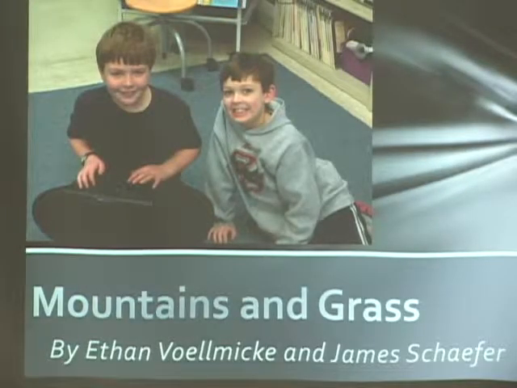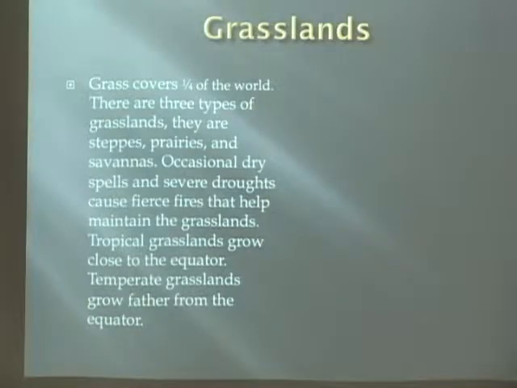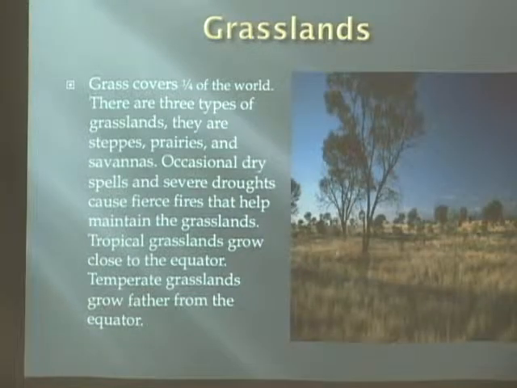Mountains and Grass by Ethan Bowman and James Schaefer. Grasslands. Grass covers 1/4 of the world. There are 3 types of grasslands. They are steppes, prairies, and savannas. Occasional dry spells and severe droughts cause fierce fires that help maintain the grasslands. Tropical grasslands grow close to the equator. Temperate grasslands grow farther from the equator.